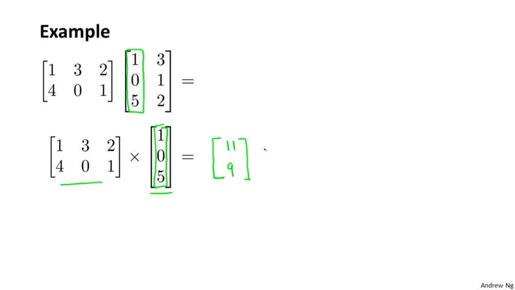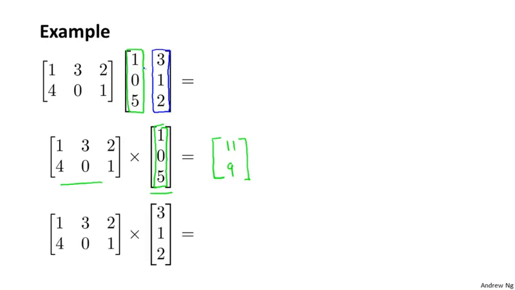And then the second thing I'm going to do is pull out the second column of this matrix on the right, and I'm then going to take this matrix on the left and multiply it by that second column on the right. Again, this is a matrix vector multiplication step, which you saw from the previous video, and if you multiply this matrix and this vector, you get 10, 14. And by the way, if you want to practice your matrix vector multiplication, feel free to pause the video and check this product yourself.